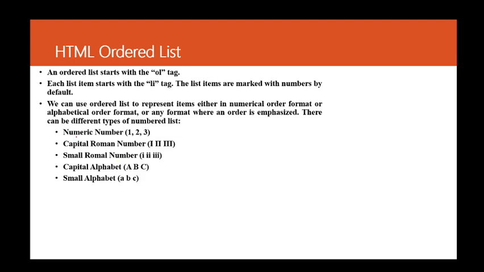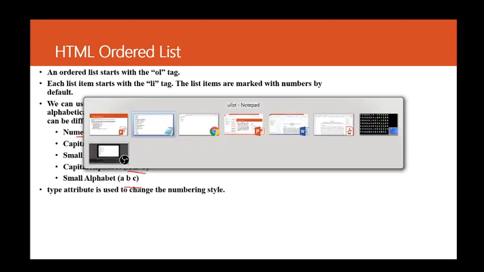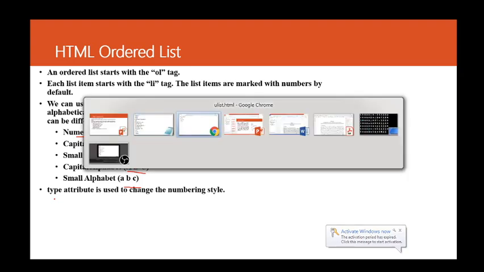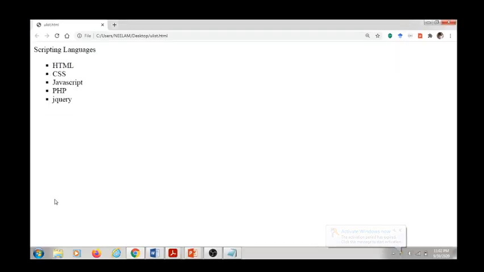So if I'm using numbers, this is my default format 1, 2, 3. So if I'll not specify type, 1, 2, 3 will be taken. Otherwise, I can specify Roman numerals in capital, in a small capital alphabet or small alphabet, right? So type attribute is used to change the numbering style. So now let's change our list to OL. I'll remove this type attribute from here and I'll close my list as OL.